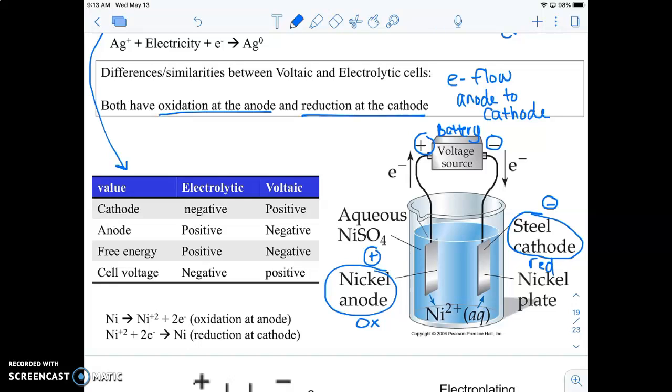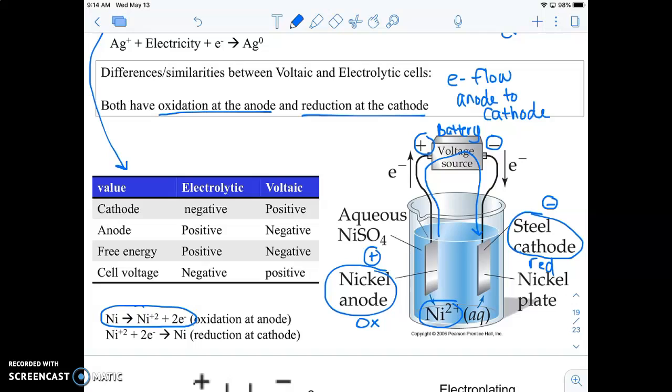So what's happening is at the anode, nickel is being oxidized. So nickel atoms are losing electrons and turning into nickel ions. Where do the ions go? They dissolve into the solution, okay? Where do the electrons go? They go through the wire and to the cathode. So that's something that the voltaic and the electrolytic cell have in common.